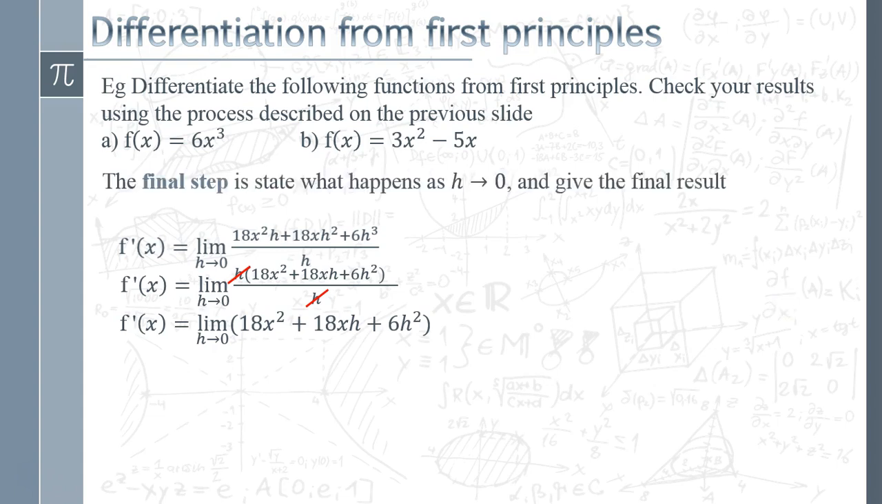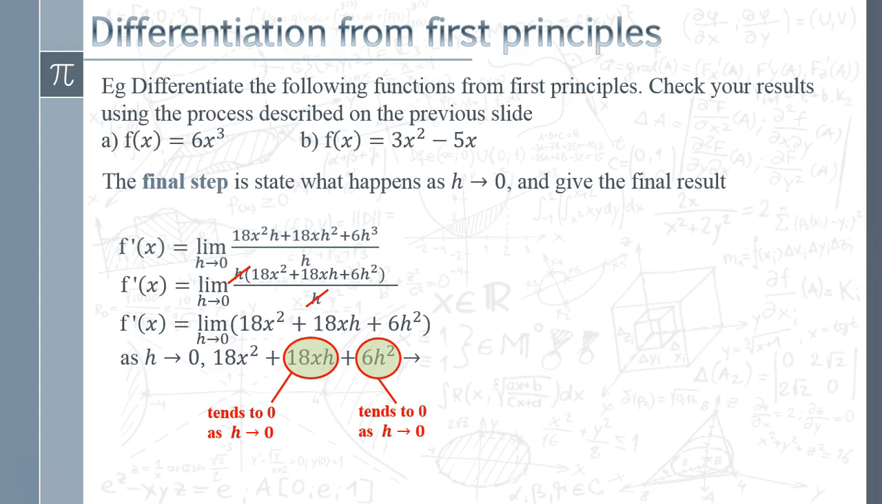And then the final step is we've got to say, well, what happens as h tends to 0, as h becomes infinitely small, and what that's going to lead to as our final result. So here we go. As h tends to 0, our expression for the gradient, this thing here, is going to tend to, well, what's going to happen? If we consider that one there, it's got an h in it. As h tends to 0, I've got 18x times 0, so that's going to tend to 0 as well. And the same thing's going to happen there. As h tends to 0, h squared becomes 0.